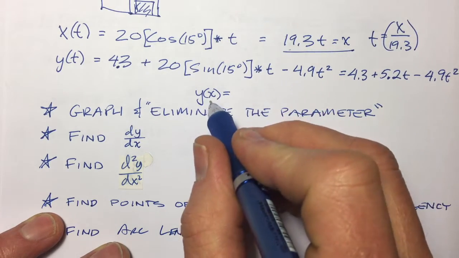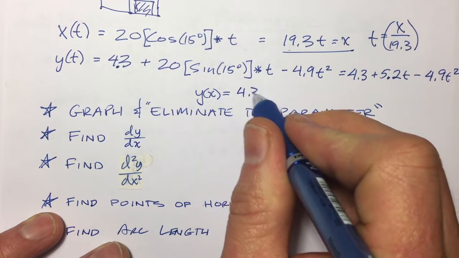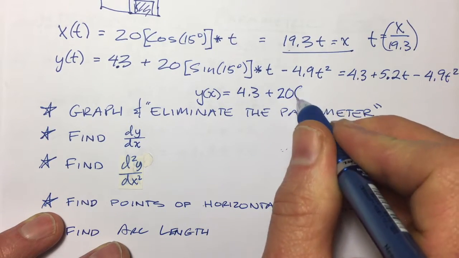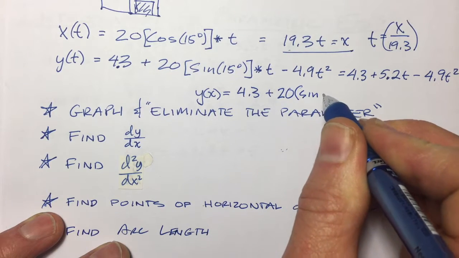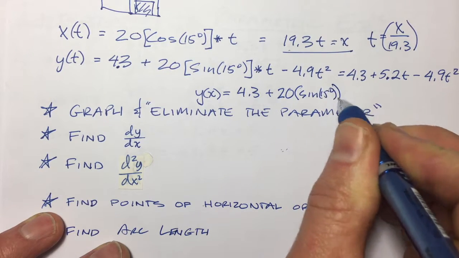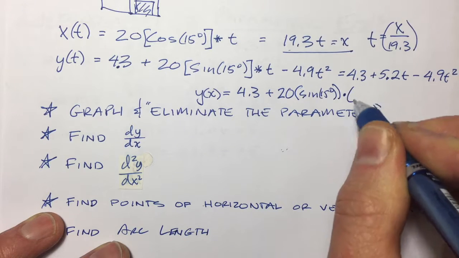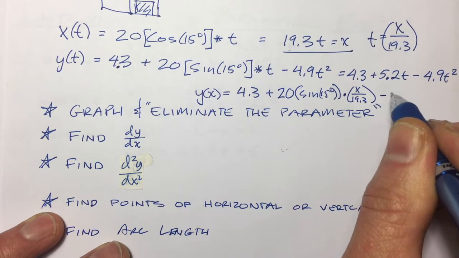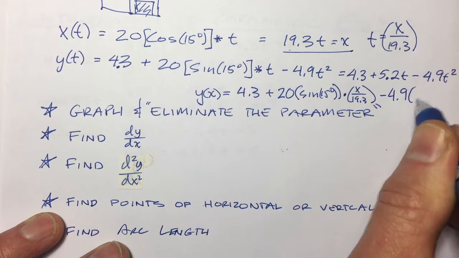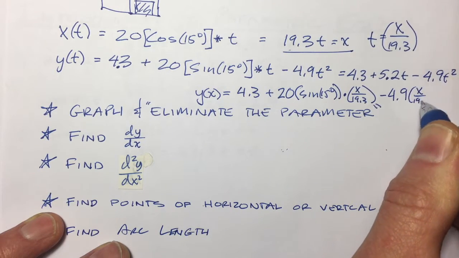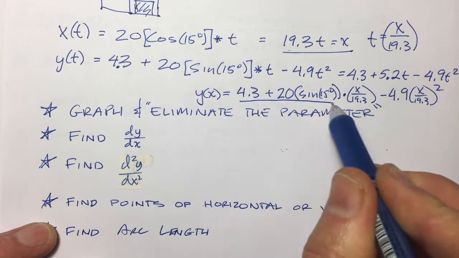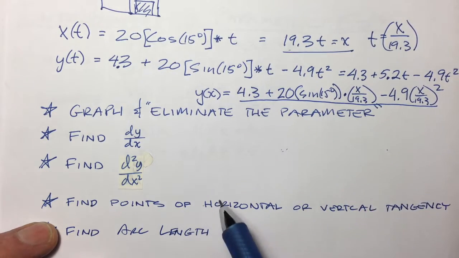So I can have y of x then is going to be 4.3 plus 20 times the sine of 15 degrees, and then times now t, which is x over 19.3, and then minus 4.9 times x over 19.3 squared, okay? So that would be solving and eliminating the parameter.